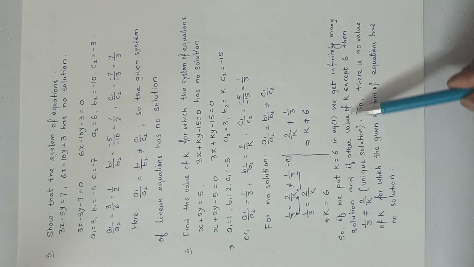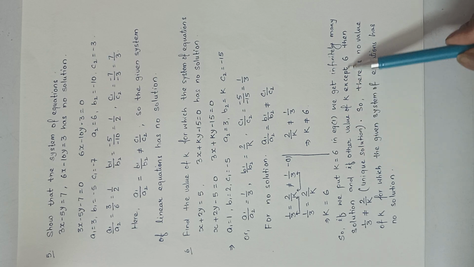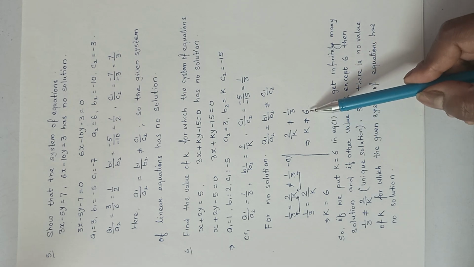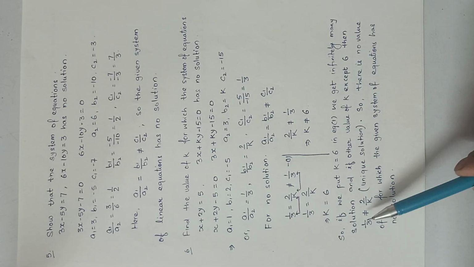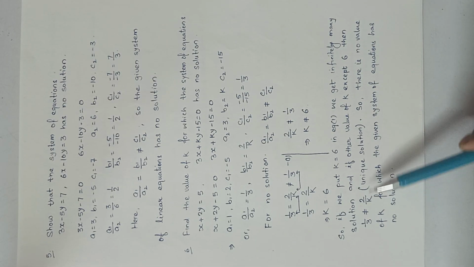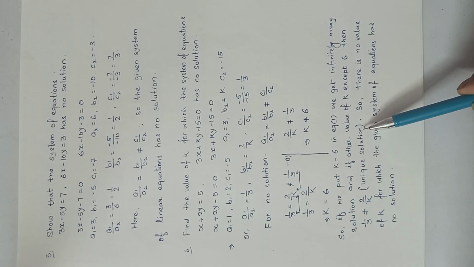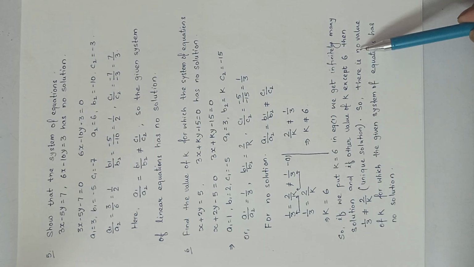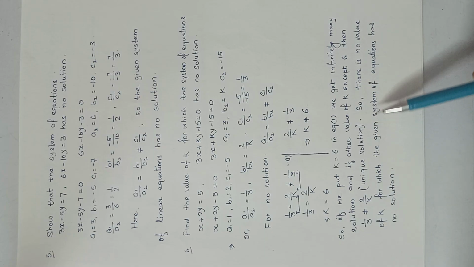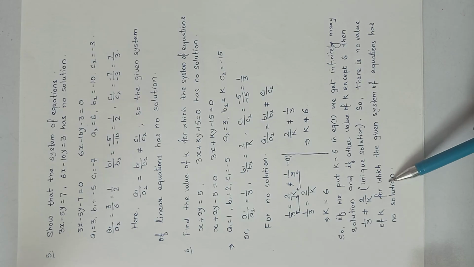And for any other value of k except 6, because it also says k should not be 6, then a1 upon a2 is not equal to b1 upon b2. So we will get a unique solution. Therefore, there is no value of k for which the given system of equations has no solution.